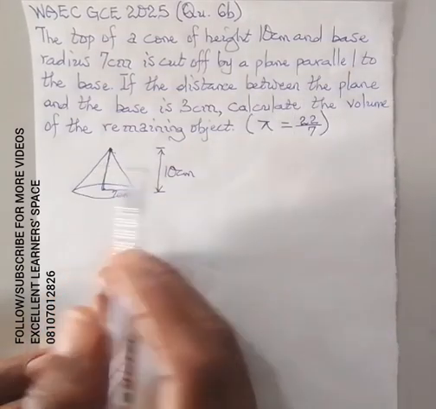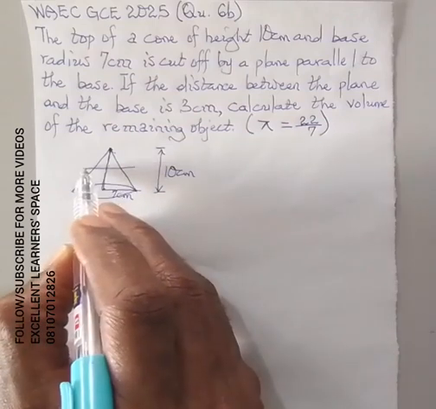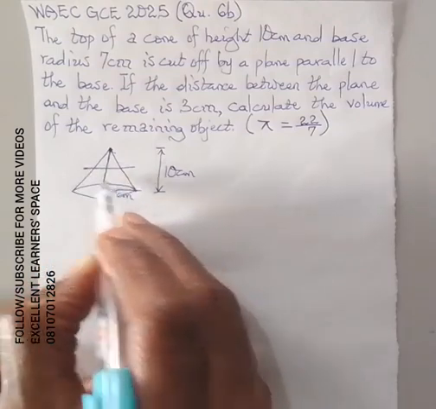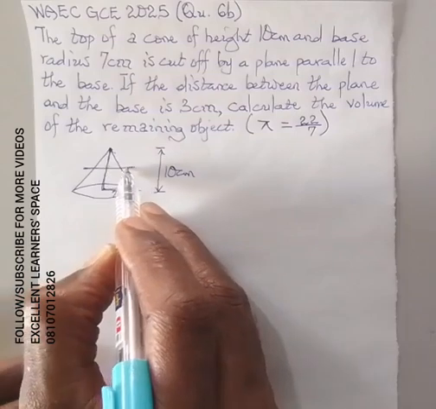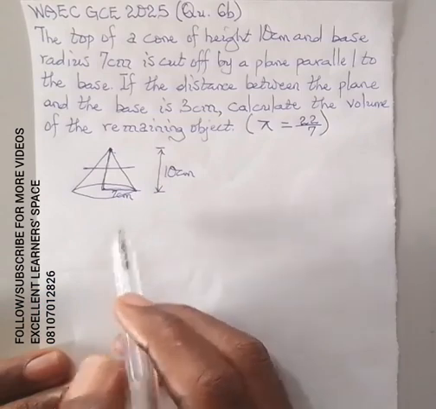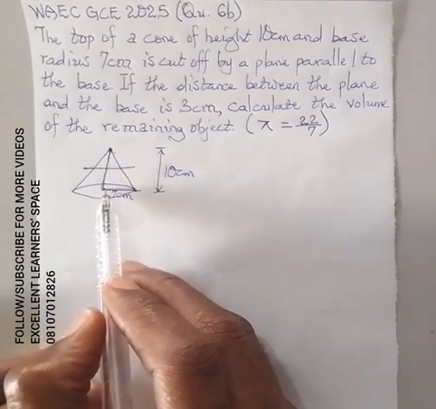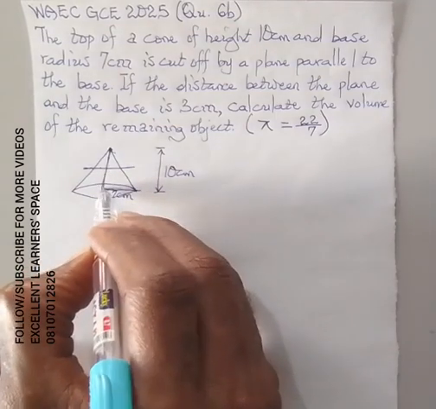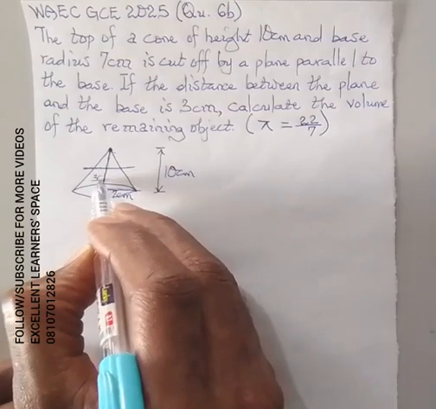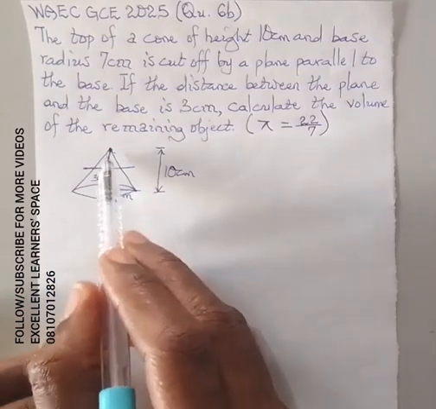So we want to cut this top part off with a plane, of which this plane is parallel to this base. This plane used to cut off the top part is parallel to this base. If the distance between the plane and the base is 3 centimeter, from here to here, calculate the volume of the remaining part.